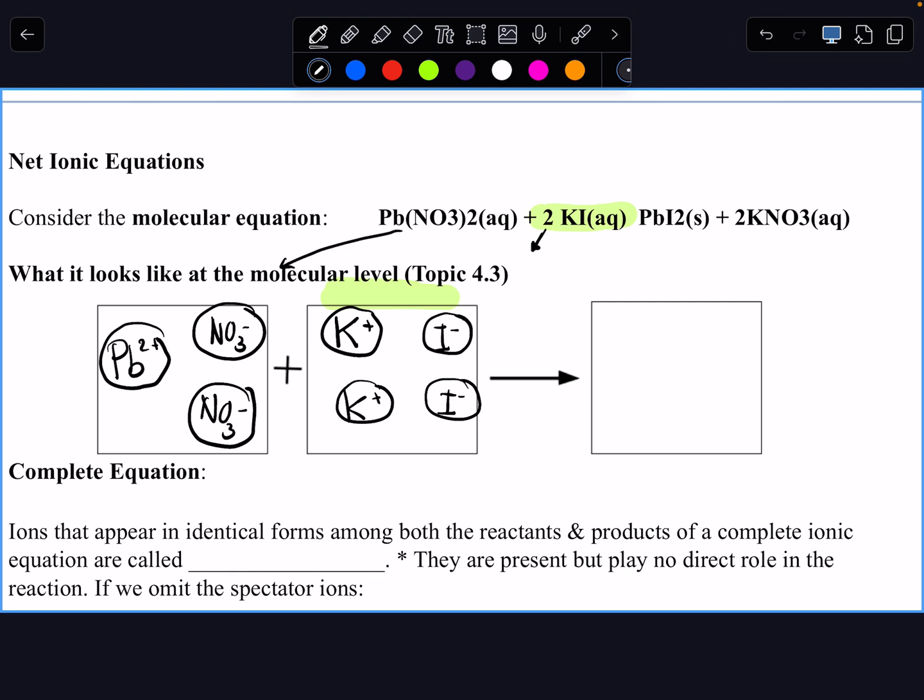Could you just use a magnet or something? Because lead is magnetic. But is it just lead? Lead iodine.